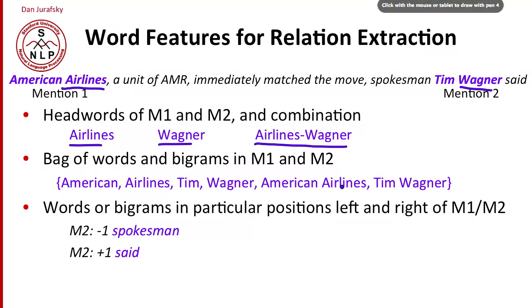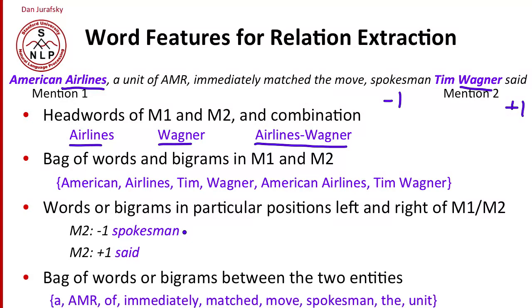And we might pick words or bigrams that are in particular positions to the left and right of the two mentions. So for example, the word before mention 2, so we'll call this word -1 with respect to mention 2, is the word spokesman. And the word after mention 2, so we'll call this the word +1 with respect to mention 2, is the word said. Or after mention 1, if we're counting punctuation, our first word there is a comma. If we're not counting punctuation, our first word is a. And the word before American Airlines is nil. There's no word before American Airlines. So we can have these words that are specific at specific positions before and after each mention.